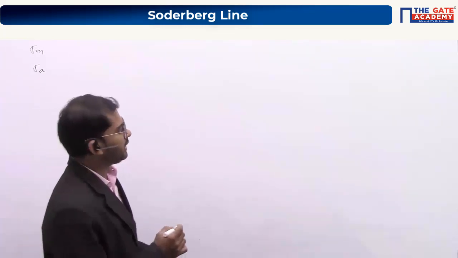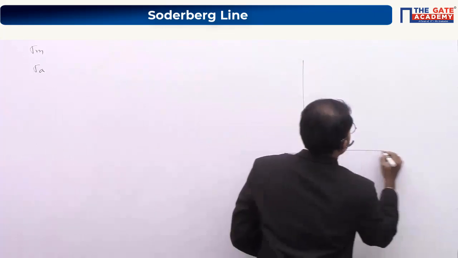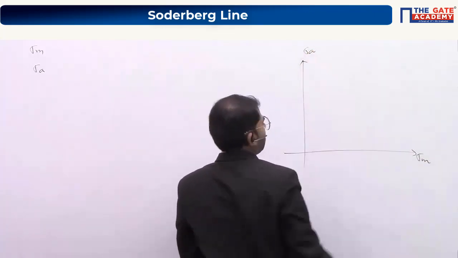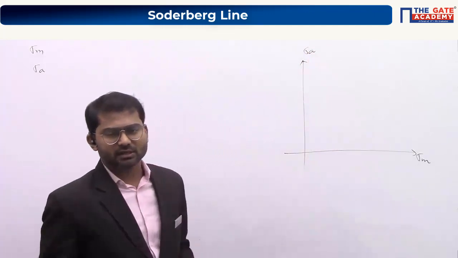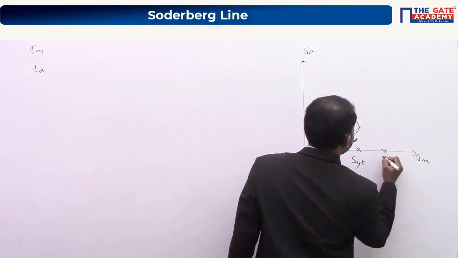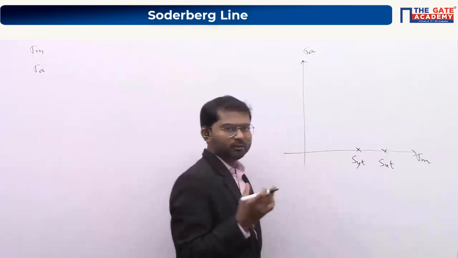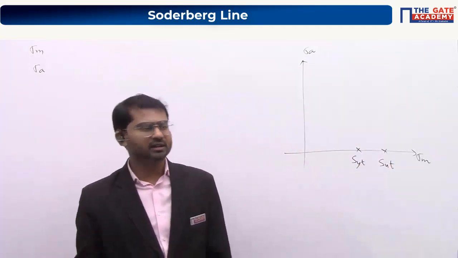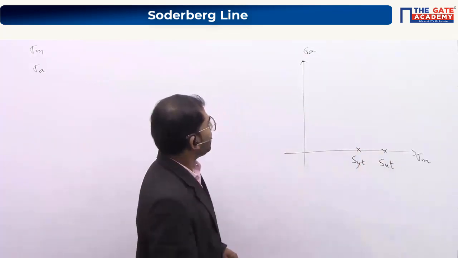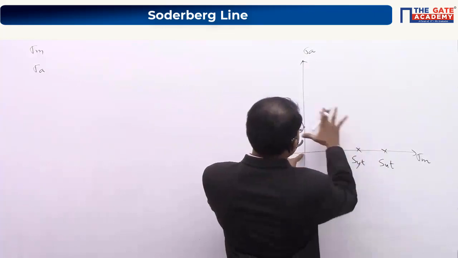What you should do is plot sigma mean along the x-axis and sigma A along the y-axis. Sigma mean takes care of the staticness of the load. So we should take SYT and also SUT. I'm plotting both of them because when we have a brittle material, we'll take SUT, and when we have a ductile material, we'll take SYT. Now, this is SYT here.